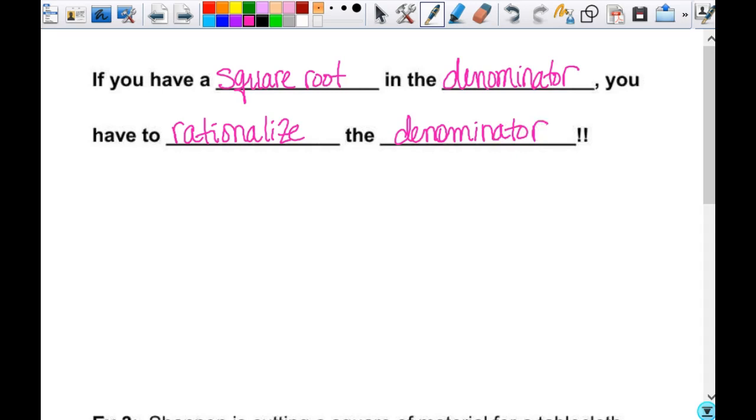So if you're trying to do your homework and somebody's bothering you, like, what are you doing? I'm rationalizing the denominator. Like, oh, okay, I'll leave you to that, right? Sounds way more complicated than it really is.